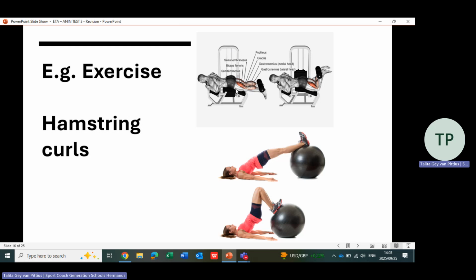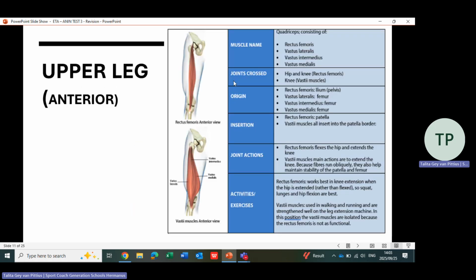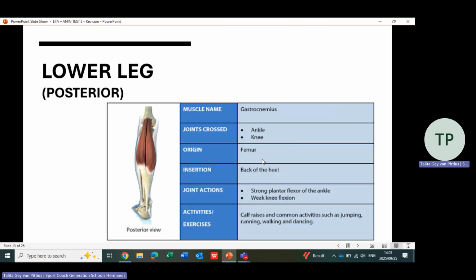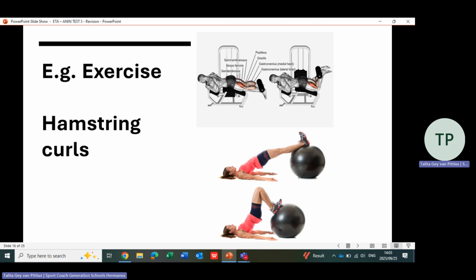All right, what are the three muscles on the posterior part of your upper leg that are causing this movement? All right, we already went through this. These are the three muscles. There, these are their names. And what is the movement taking place? It is knee flexion. All right.